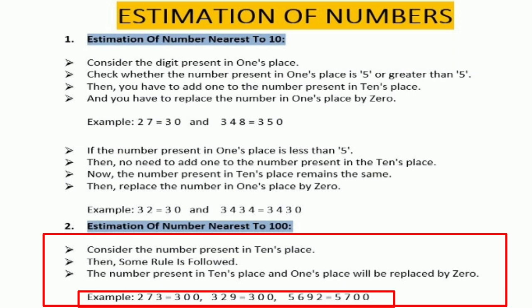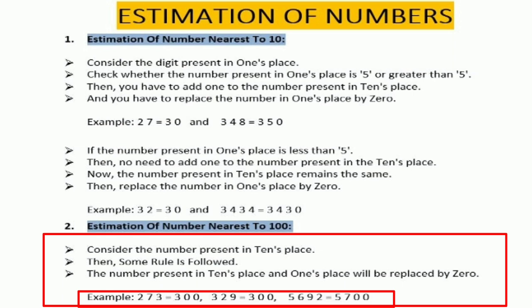In this number, 7 is present in the tens place, which is greater than 5. So we have to add 1 to the digit present in the hundreds place, that is 2. 2 plus 1 is 3. Now replace the digits present in the tens place and ones place with 0, that is 273 is rounded off as 300.